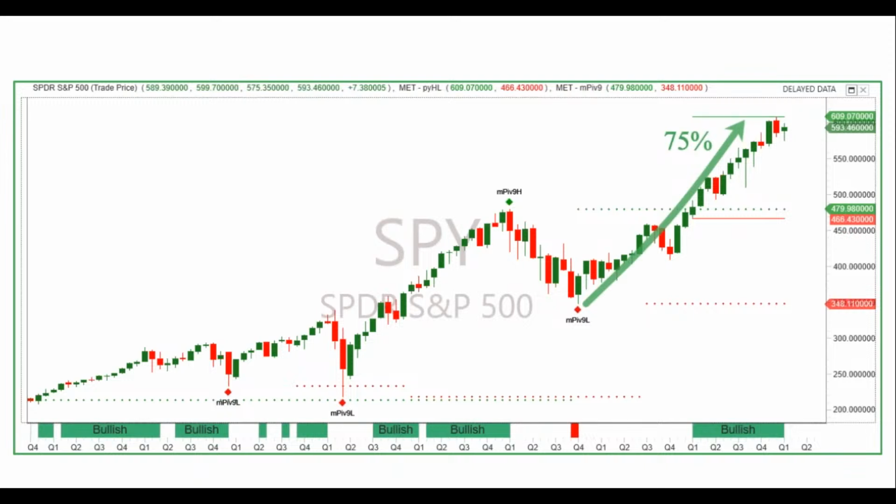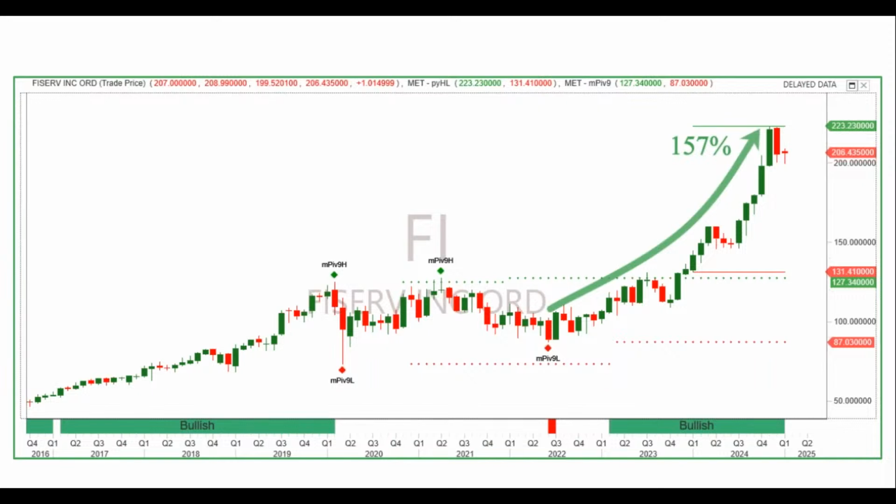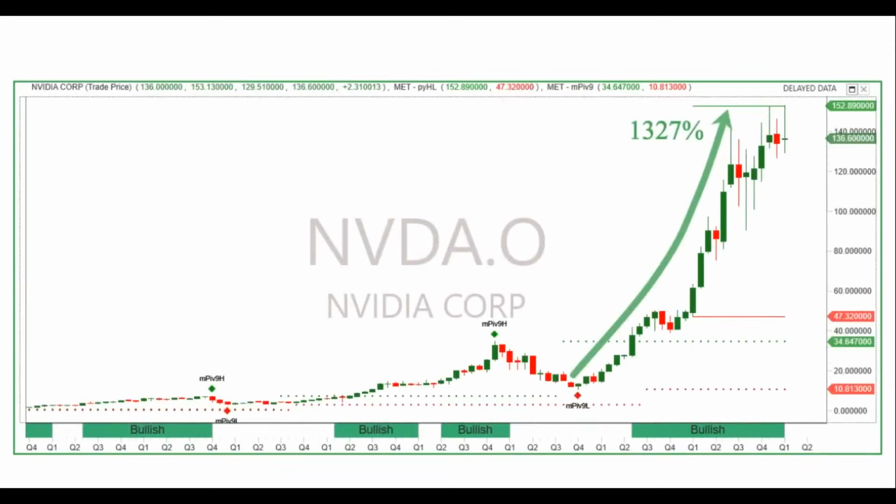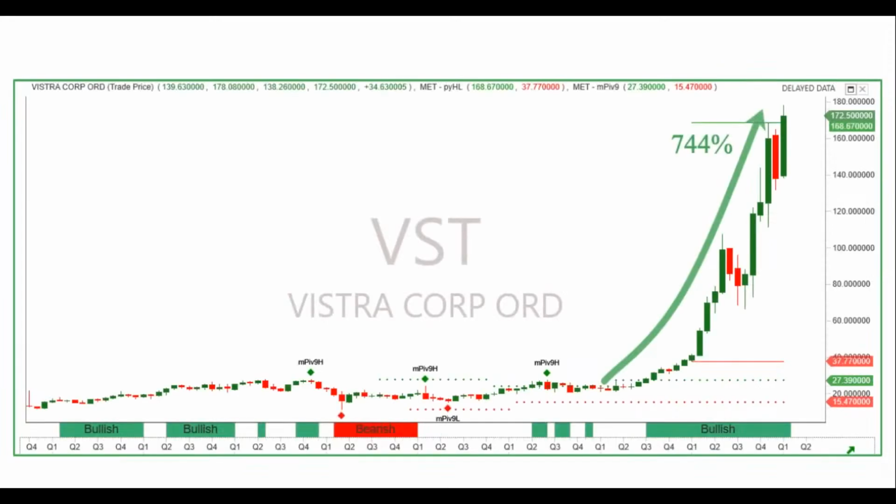So let's just have a quick look at those stocks that I've already mentioned. Between 2022 and 2024, the S&P 500 moved up 75%. But the stocks I've already shared, Fiserv, FTAI Aviation, GoDaddy, Nvidia, Vistra, they've all moved up far more significantly than 75%. Vistra Corporation, in the time the S&P has moved up 75%, has moved up 744%.